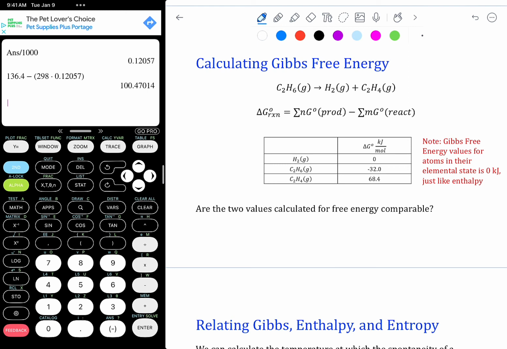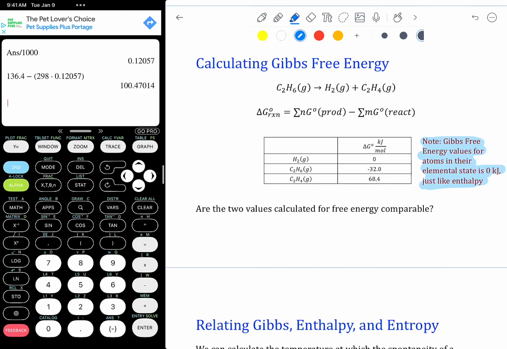And we want to know, are the two values calculated for the free energy comparable to each other? And a note that I want to make is Gibbs free energy values for anything in its elemental state is going to be 0 kilojoules, just like we saw in enthalpy. So the only things that have values for thermodynamics in their elemental state will just be for entropy. And when in doubt, just look at Appendix 2 or your ALEKS data tab. If there's a 0 there, then you know that it's its elemental form and it has no value for enthalpy or Gibbs.